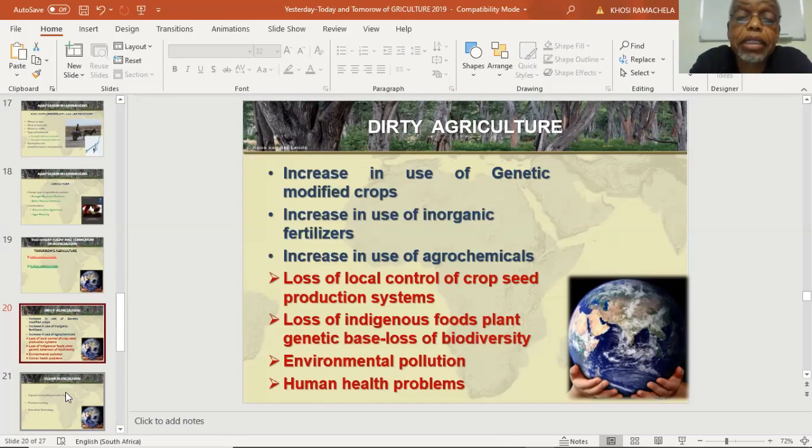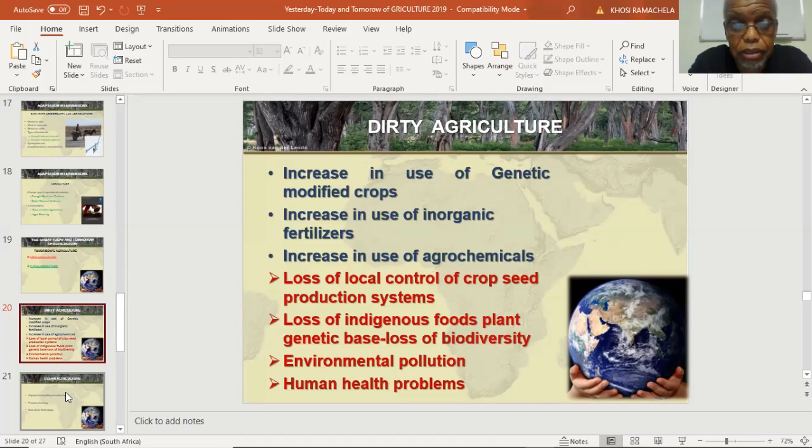And what is the negative impact of these systems? The loss of local control of crop seed production systems. When you're looking at genetically modified crops, there are one or two global companies that will be controlling food security in developing countries, and instead of providing food security, it actually promotes insecurity.